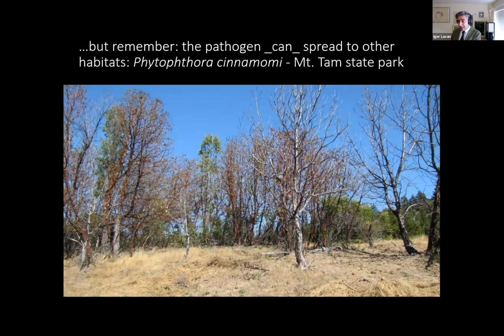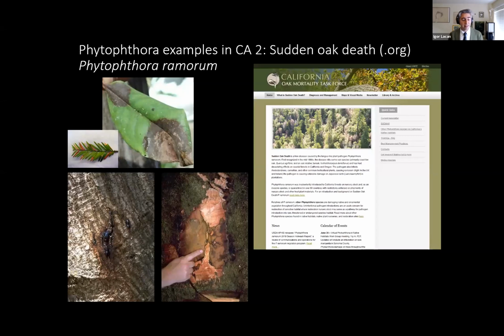Now, starting in about the mid-1990s, we got a new Phytophthora, and that's Phytophthora ramorum, and this is the cause of sudden oak death. Now, if you want to know about sudden oak death, all you need to do is go to suddenoakdeath.org. That's the California Oak Mortality Task Force, and they have a great website that includes information for homeowners, information for land managers. It's just outstanding. They've been at this for over 20 years now, so they've really put a lot of information on there.